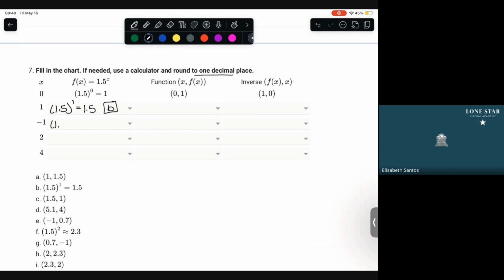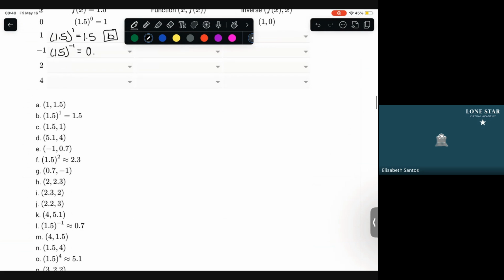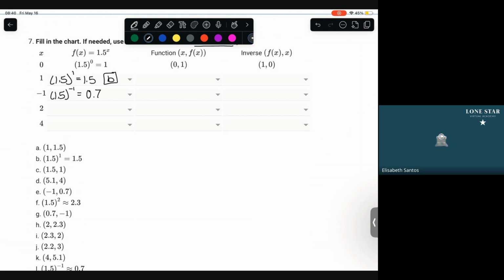Now we're going to do 1.5 to the power of negative 1, which is about 0.7. When you type that into the calculator, we're just rounding to the 10th place, and that's letter L. Now we're going to do 1.5 to the power of 2, which is about 2.3 when we round it. That's letter F. Number 4 is 1.5 to the power of 4, which equals 5.1, and that's letter O.